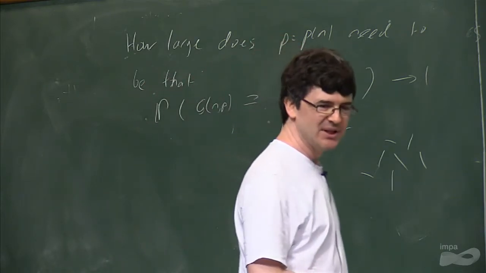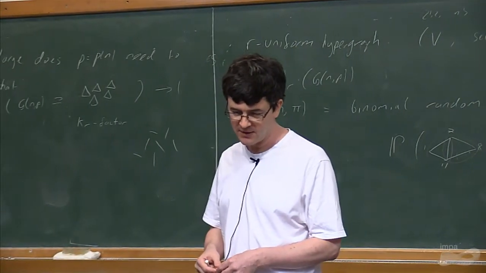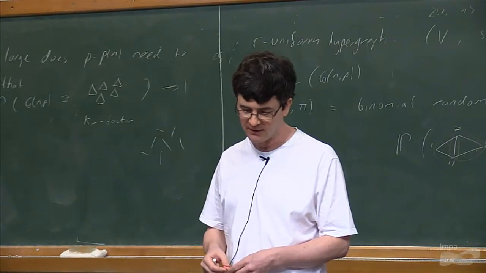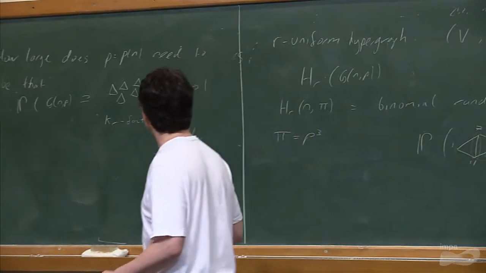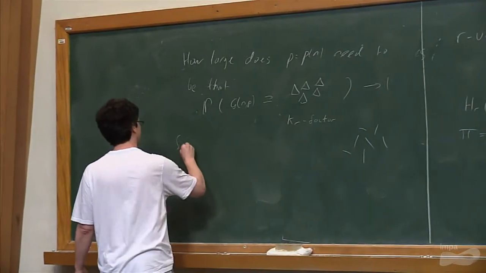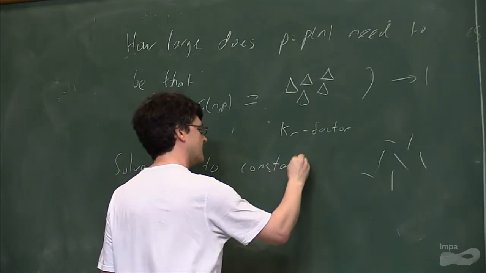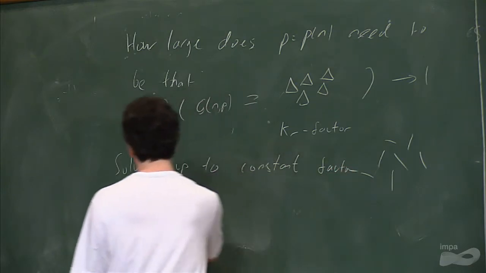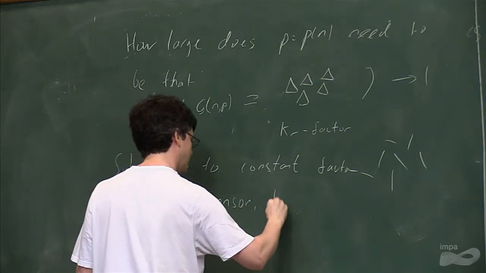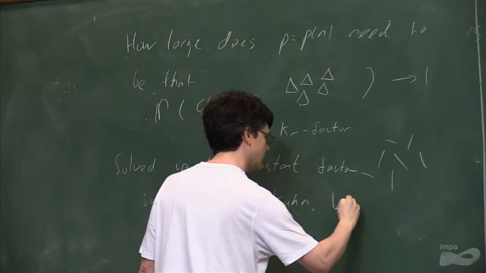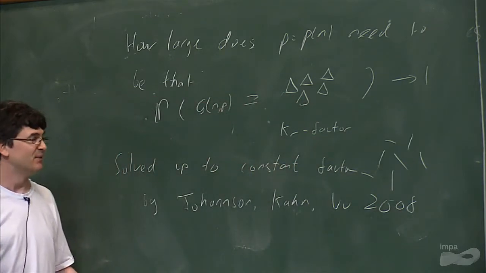So this question has been looked at quite a lot, and there are partial results on it by, for example, Ruciński in '92, Alon and Yuster in '93, Krivelevich in '96, Kim in 2003, and then this was solved up to a constant factor by Johansson, Kahn, and Vu in 2008, in a paper with this amazingly complicated and clever argument.